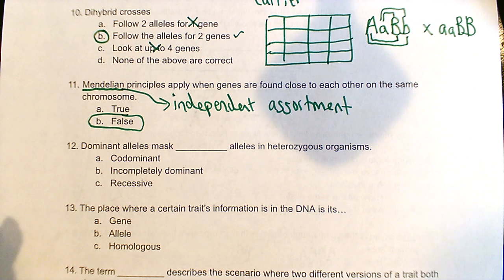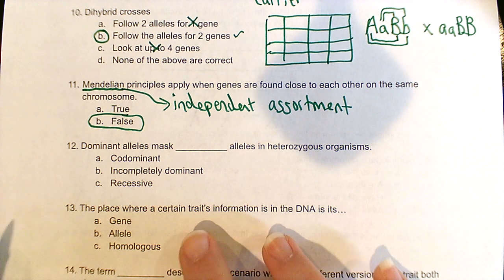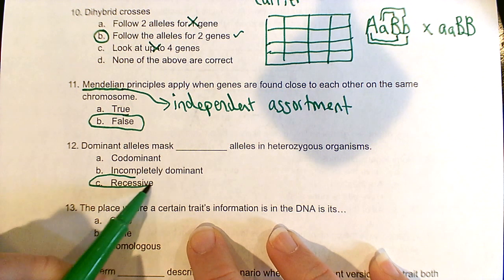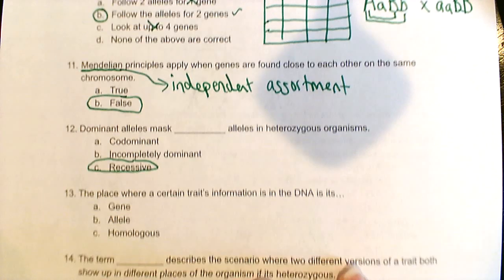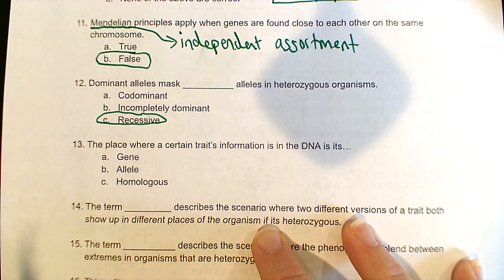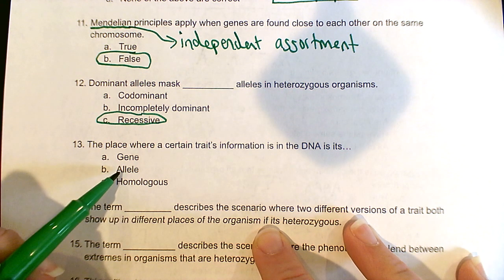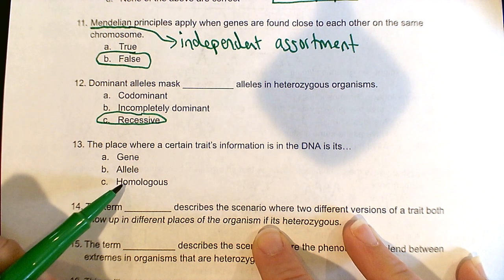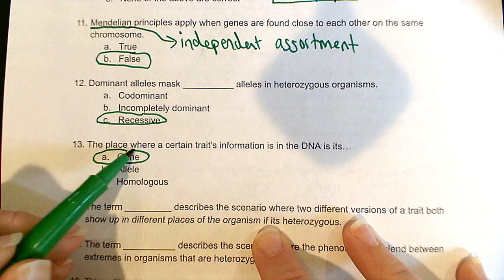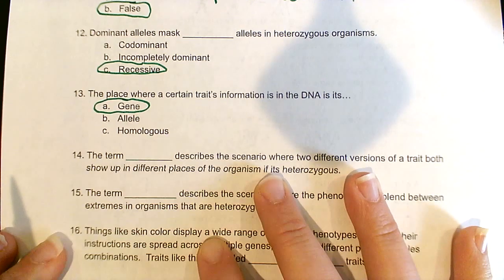All right, dominant alleles mask what kind of alleles in heterozygous organisms? They are only able to mask those that are recessive. All right, the place where a certain trait's information is in the DNA. This is the specific version, and this is a whole chromosome, so it's got to be a gene.